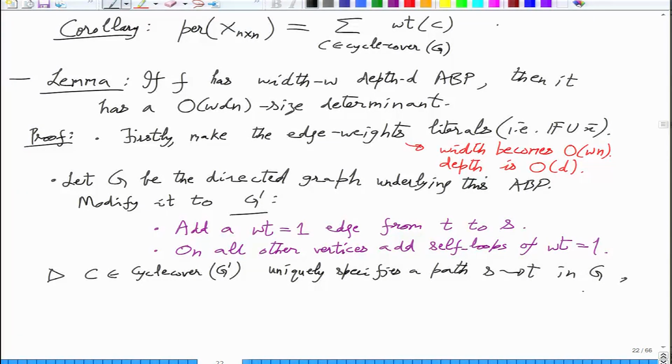Moreover, okay, let's talk about the signs. Also, weight is clearly not changed because we have only added unit. New weights are unit weights, but the sign. You can just make the T to S edge plus or minus 1, depending on the depth.